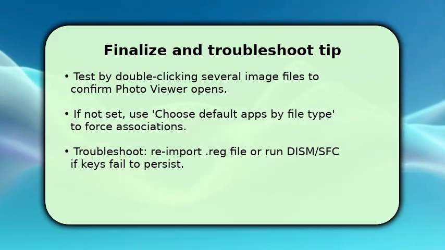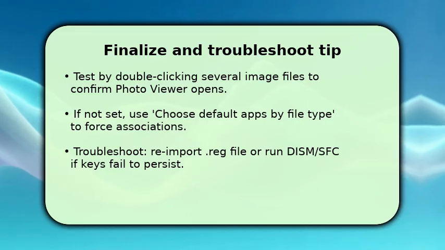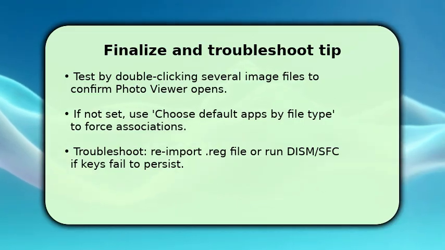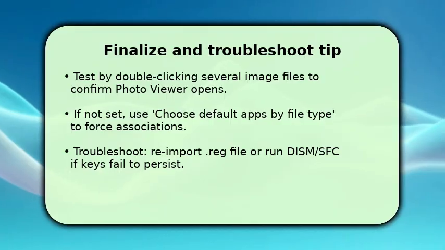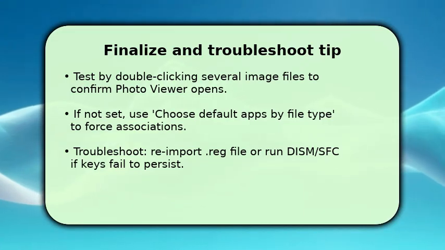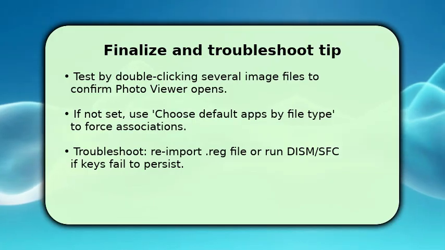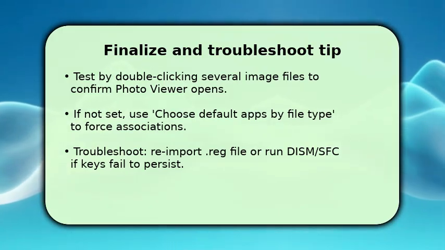If an image still opens in Photos, go to Choose Default Apps by file type and manually select Windows Photo Viewer for each extension. If the registry keys revert or Photo Viewer disappears, re-import the reg file and then run DISM and SFC to repair system components. These commands fix corrupted system files that prevent registry settings from sticking.